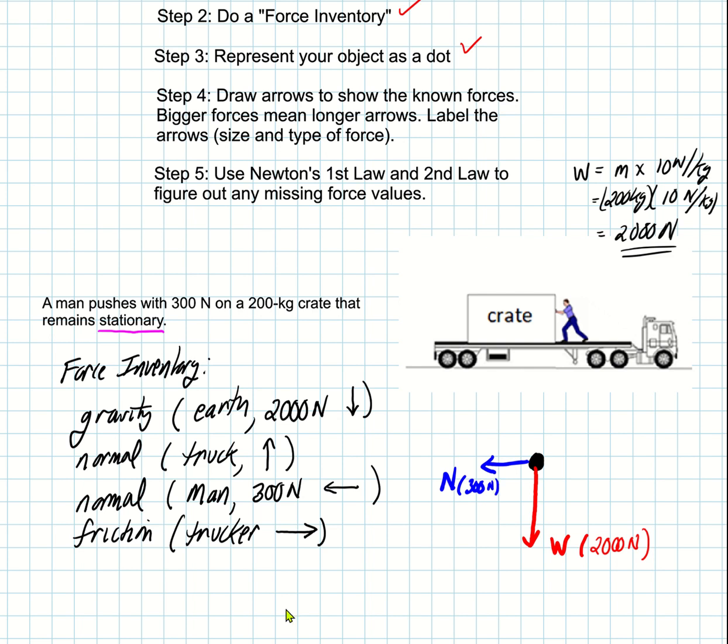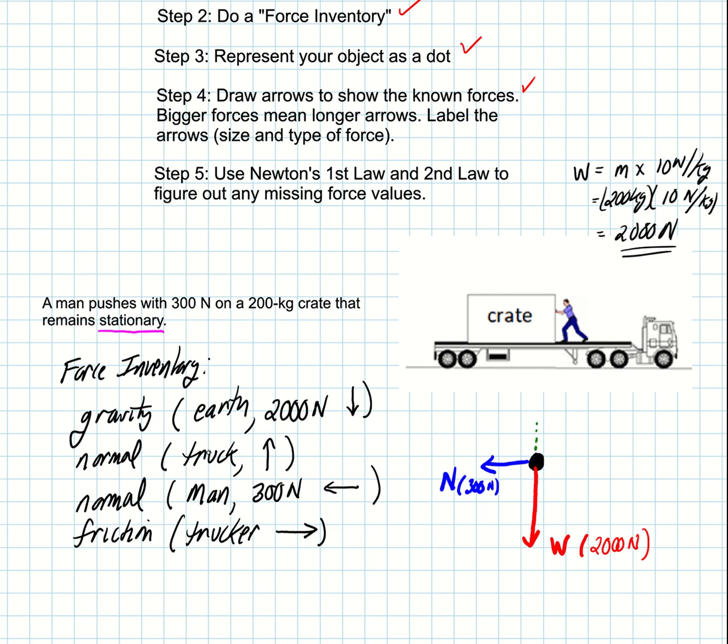Okay, now, those are the only 2 forces I know. So, I'm done with step 4. Now, step 5. Use Newton's first law and second law, really should be second law, to figure out any missing force values. Well, this is where we're going to deal with the normal force of the truck pushing up and the friction force. Now, I know that the normal force of the truck is pushing up. And I'm just going to make that a green arrow.